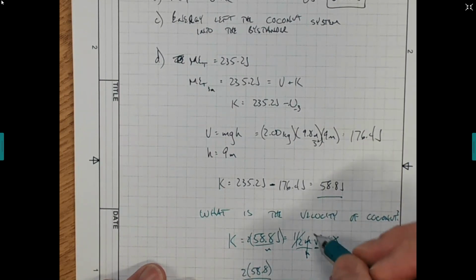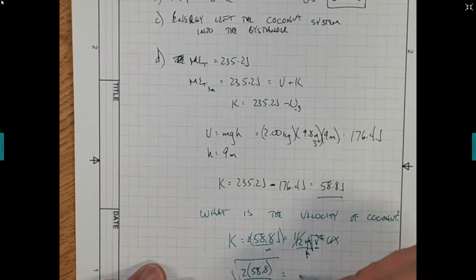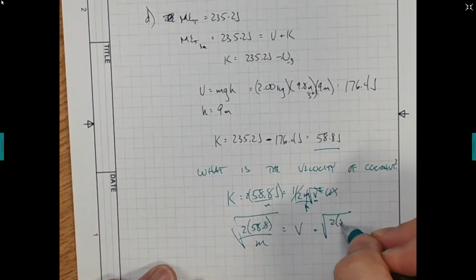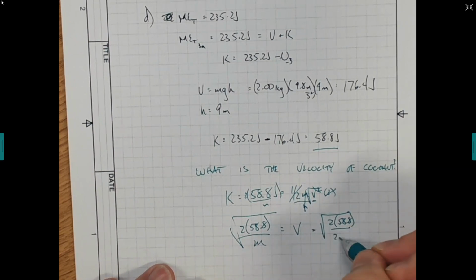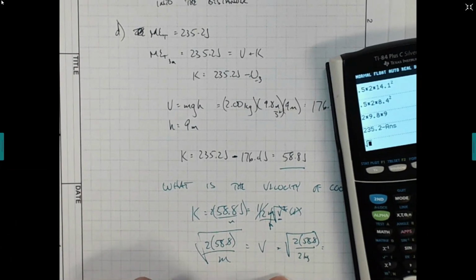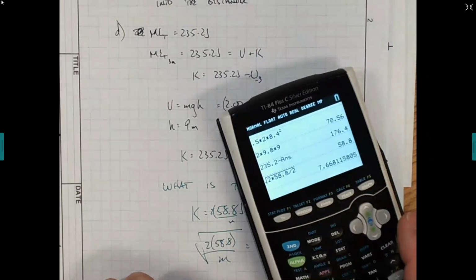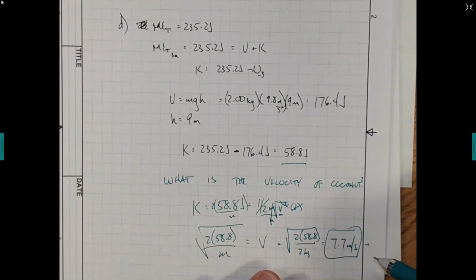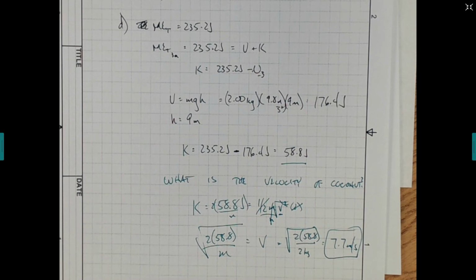And then I have to take the square root to get rid of that square. That should be my velocity. So now we're going to have the square root of 2 times 58.8 divided by the mass, which was 2 kilograms. Take the square root of all that. I think it's 7.6, 7.7 meters per second. Okay, there you go. And that's how you solve potential, kinetic, and mechanical energy problems.